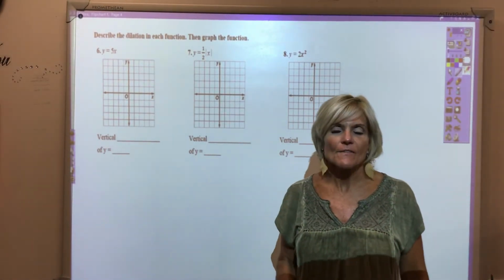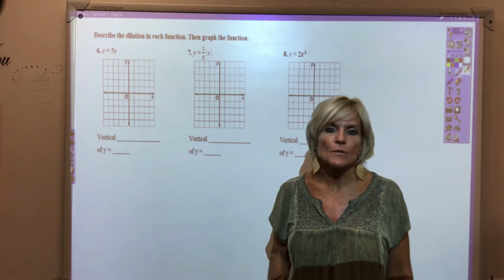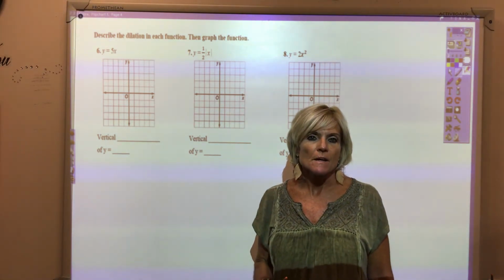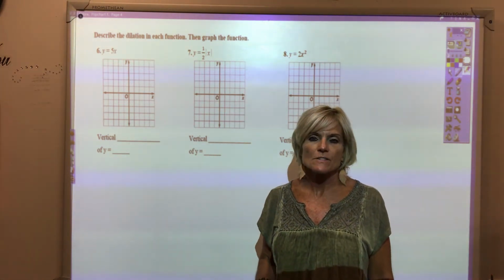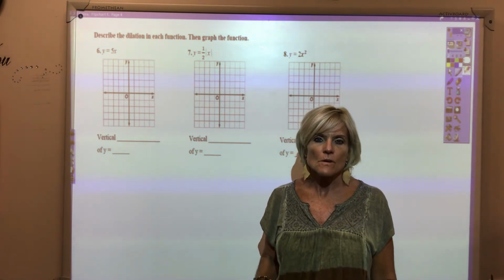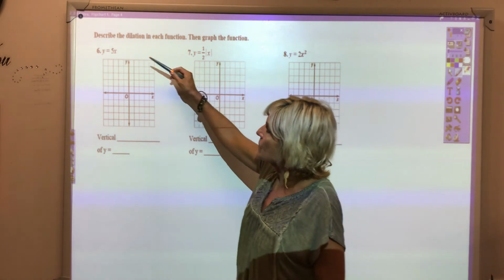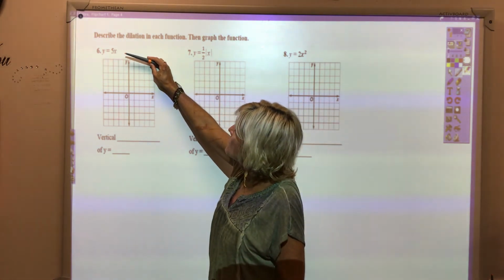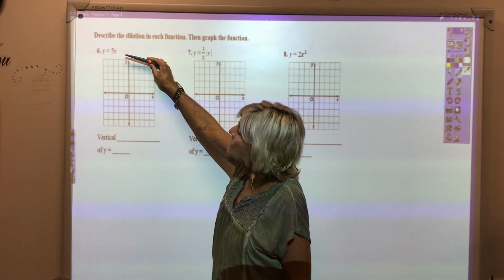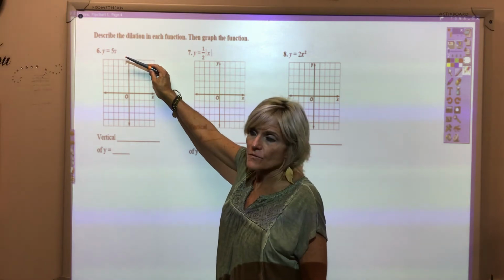In my class, I left off 3 examples from 2.7, parent functions and transformations, so I wanted to work these right quick with y'all. The first one is going to be a linear function. We're going to describe the dilation and graph it. So let's graph the parent function first.